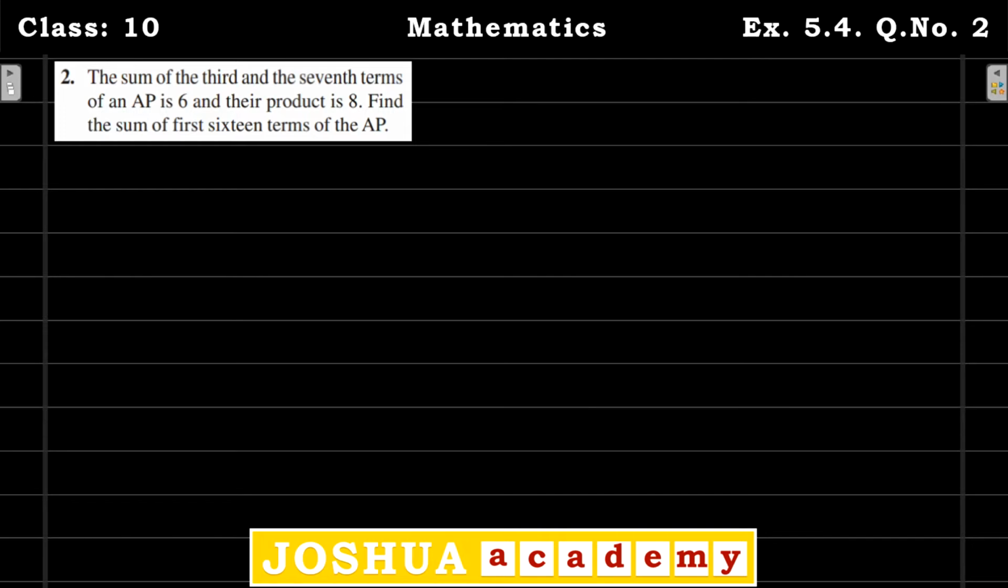Question number 2. The sum of the third and seventh terms of an AP is 6 and their product is 8. Find the sum of first 16 terms of the AP.